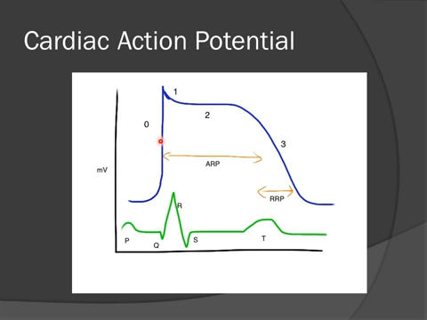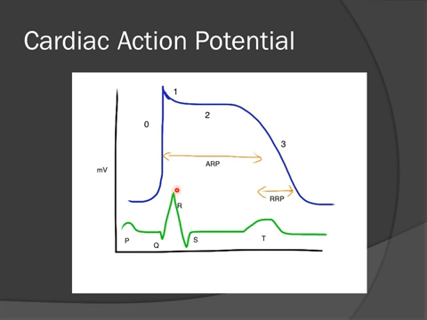Phase 0 is the rapid opening of fast sodium channels, causing influx of sodium into the cell and the main spike of depolarization. Phase 1 is when potassium channels open and potassium slowly starts leaking out of the cell. This continues into phase 2, but also calcium channels open and calcium slowly leaks into the cell. At the end of phase 2, the calcium channels shut, but potassium continues to exit the cell during phase 3 until we're back to the resting membrane potential.